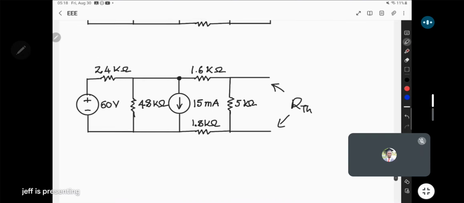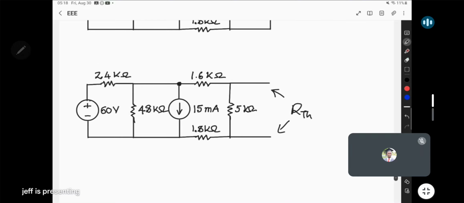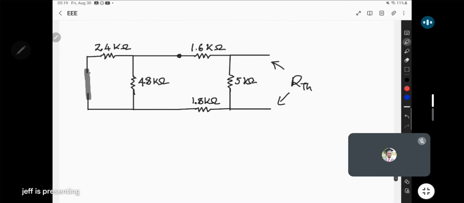Remember how it goes? If you have a voltage source, short it. So you have a voltage source here, short it. Next, if you have a current source, open it. So you have a current source there, open it. So the circuit reduces to this. Now for this circuit, what will be the total resistance viewed from where the load was? So this is what we're trying to solve.